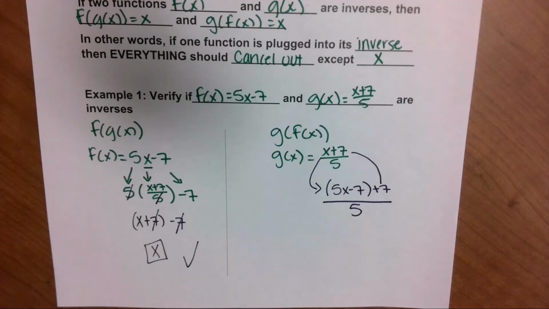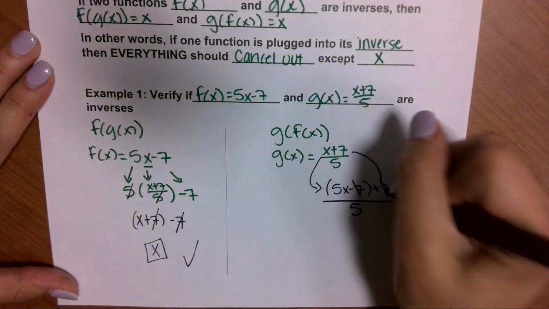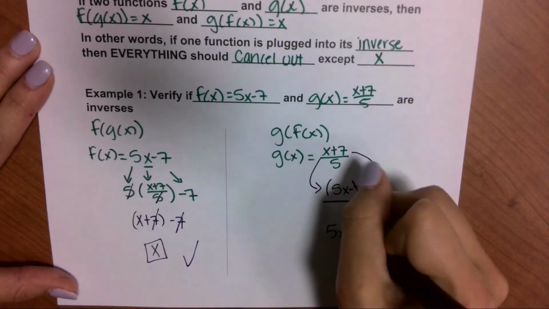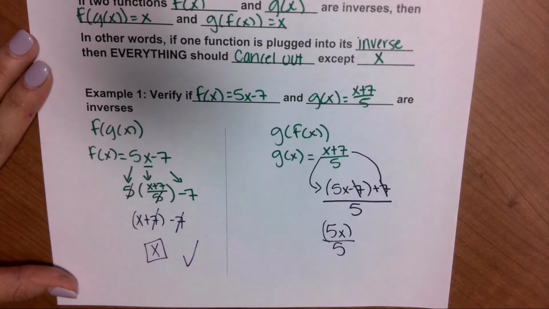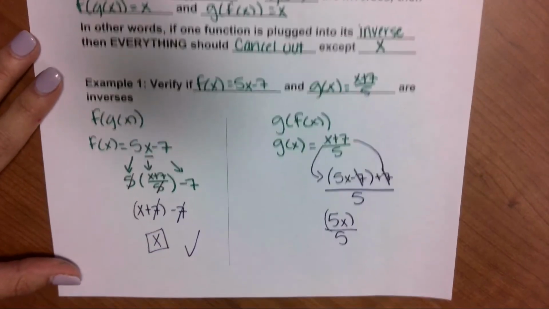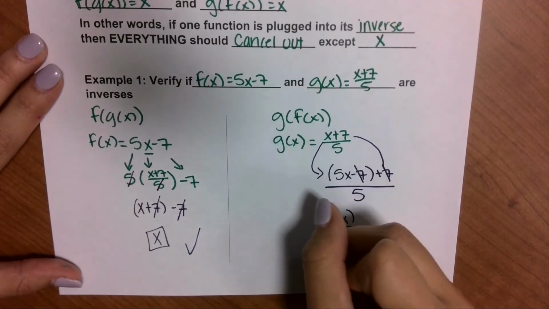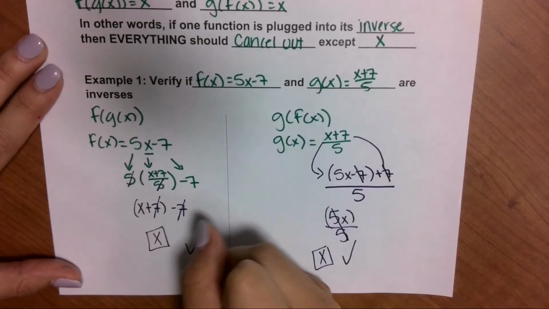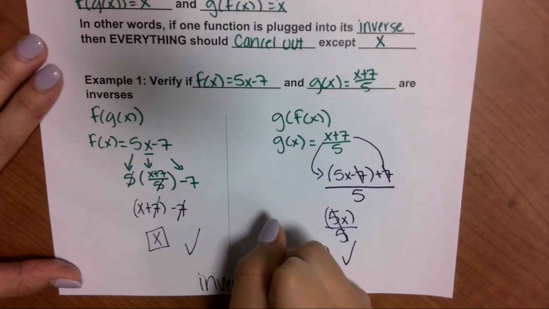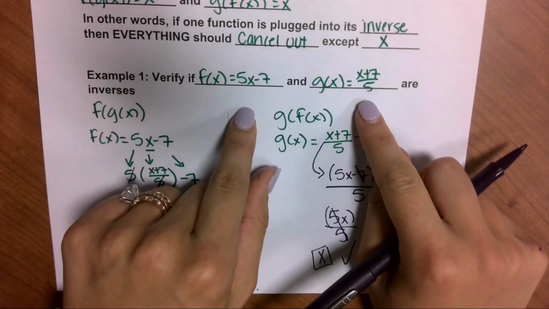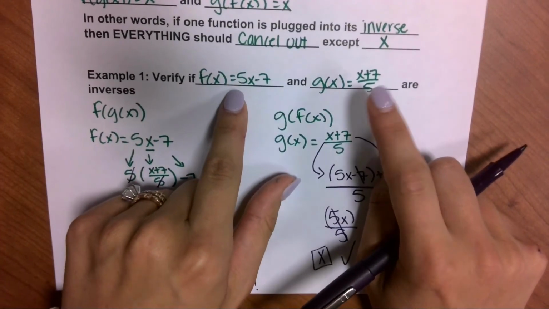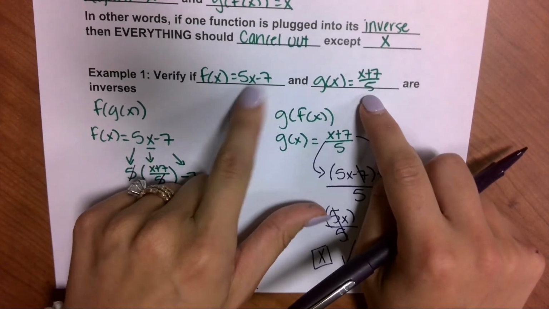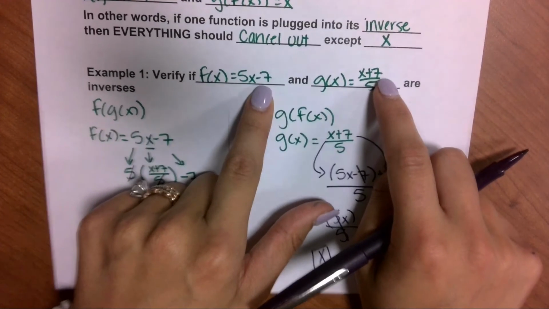Can anything be canceled out? The 7s. So now I'm left with 5x over 5. Can anything else be canceled out? The 5s. So I'm left with x. So these are inverses. You can also look up here and see that with the 5, one is being multiplied, one is being divided, and then minus 7, plus 7. So you can kind of look that way.